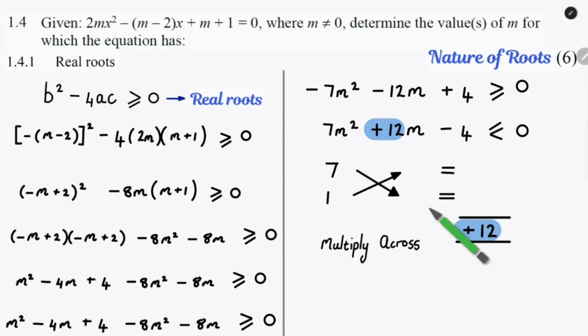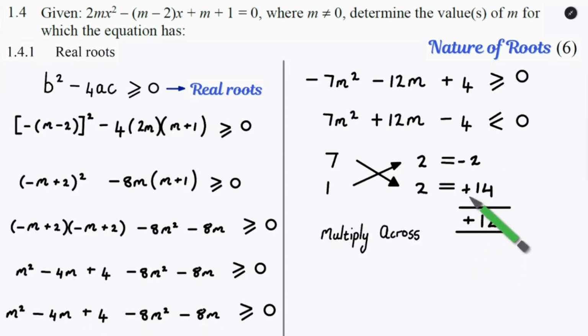Maybe a crispy little 2 and 2 there. 1 times 2 is 2. 7 times 2 is 14. Can we add or subtract those to get 12? If I say plus 14 and minus 2, then it will give me plus 12.